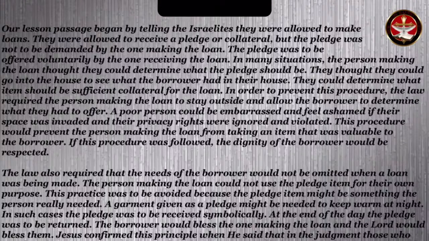They were allowed to receive a pledge or collateral, but the pledge was not to be demanded by the one making the loan. The pledge was to be offered voluntarily by the one receiving the loan. In many situations, the person making the loan thought they could determine what the pledge should be. They thought they could go into the house to see what the borrower had in their house.